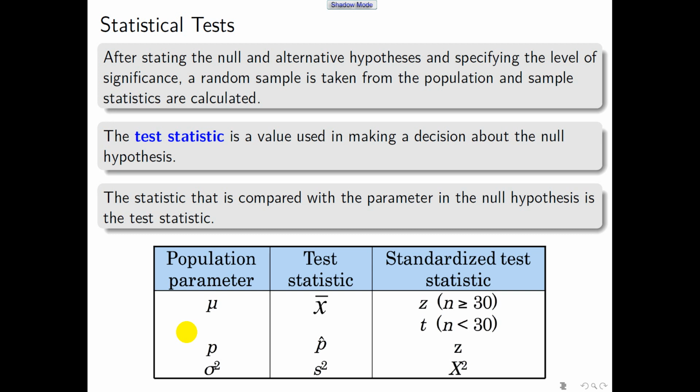If the statement is about the variance of the whole population, we're going to take the sample and calculate the variance of the sample. This is going to be our test statistic for the variance. Do you understand what it means, the test statistic? This is the value of the sample, which we're going to use in order to test the hypothesis about the population.